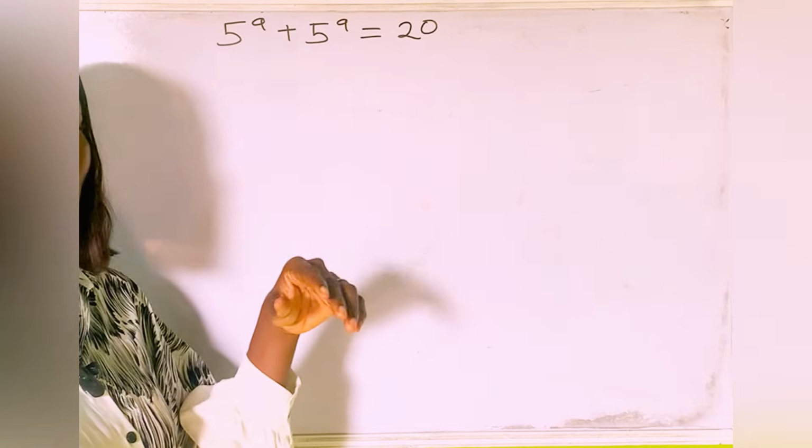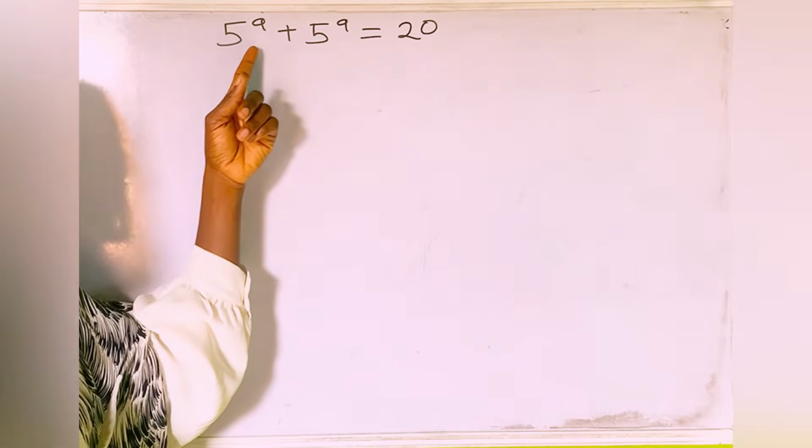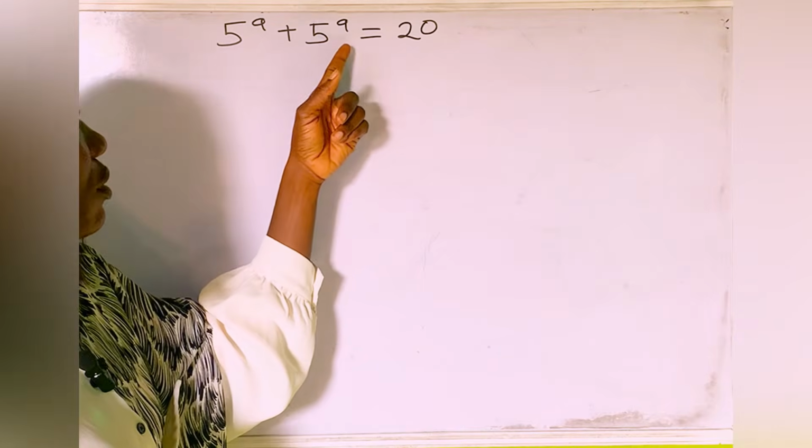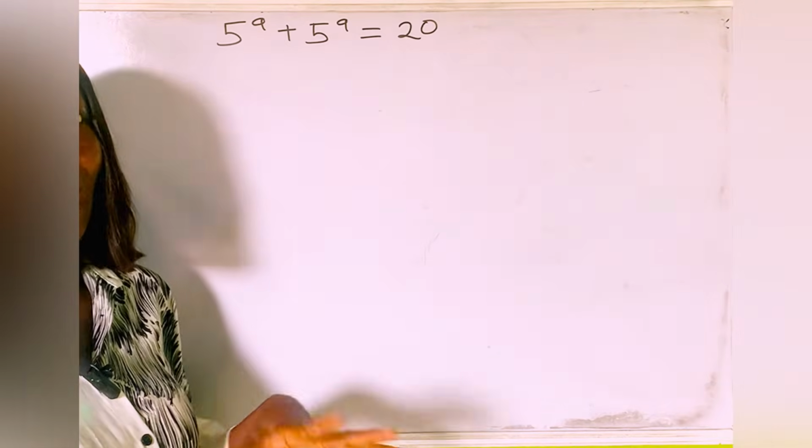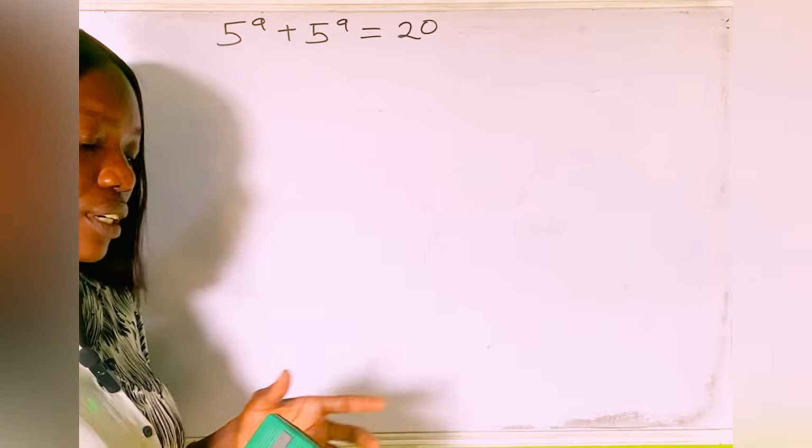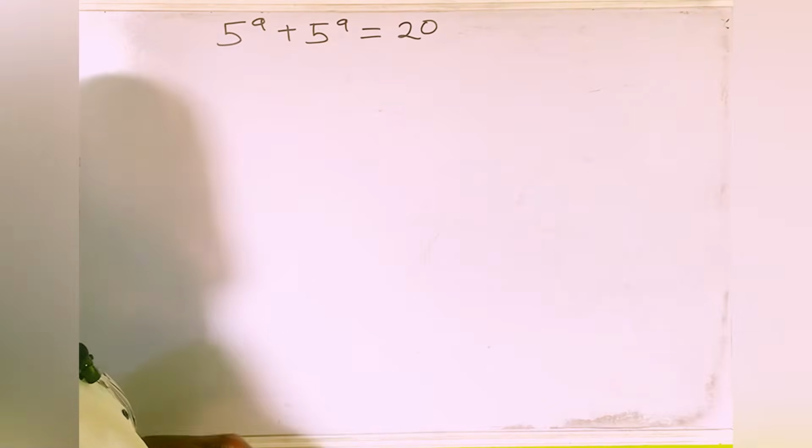Let's solve this question together. Here we have 5 to the power of a plus 5 to the power of a is equal to 20, and we are asked to find the value of a. So let's go right into the question and solve.